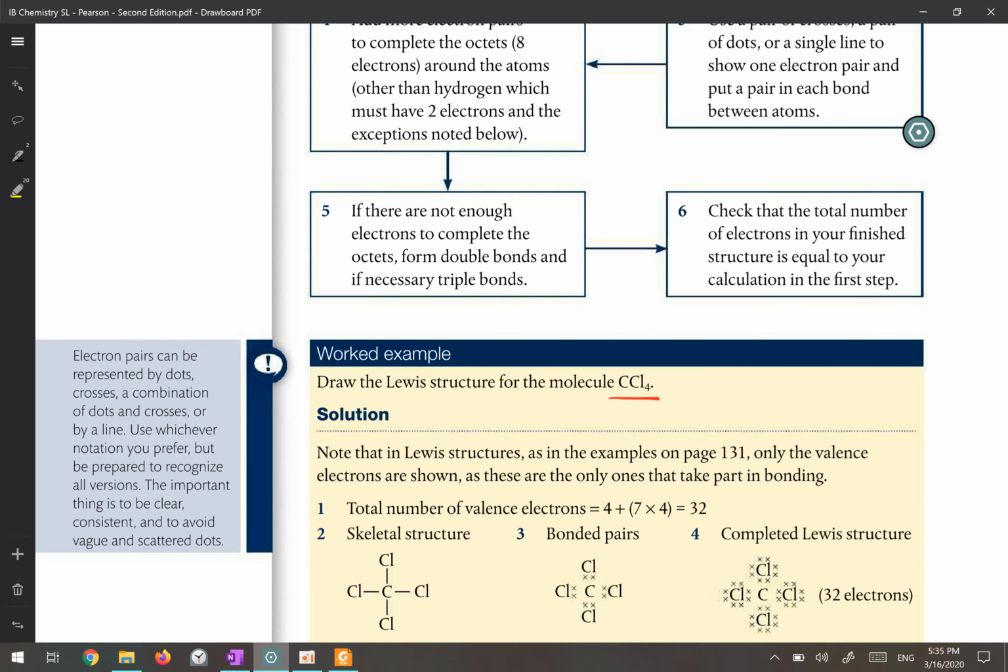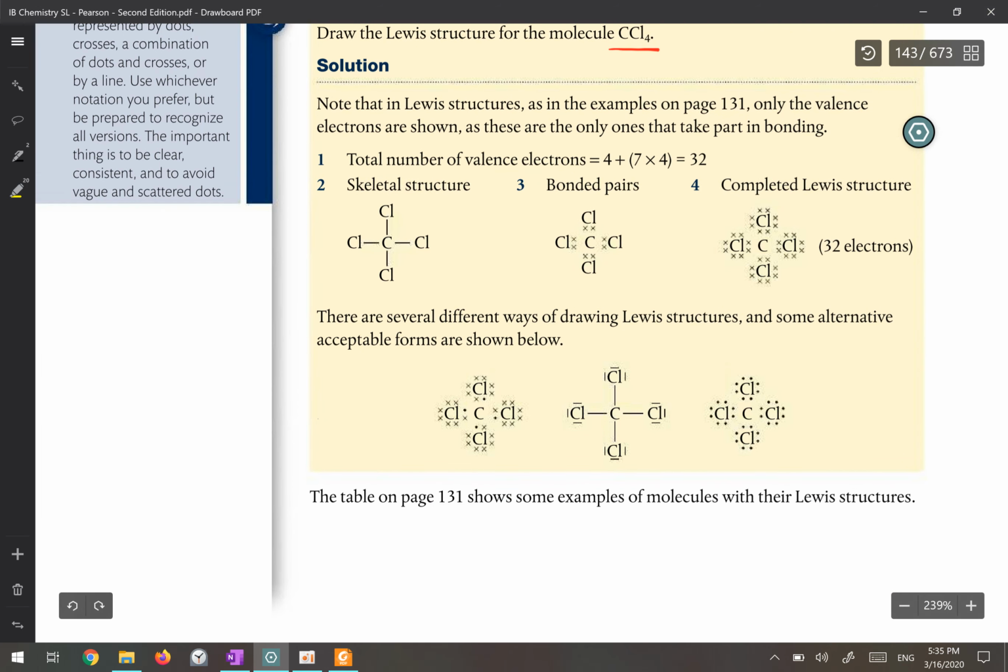Let's go to the next molecule. Before that, you can also show the lone pairs by lines. Each line represents a pair of electrons. Or you can show the electrons by crosses. All of these are possible for drawing the Lewis structure.